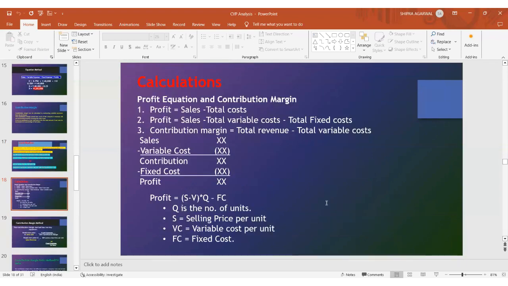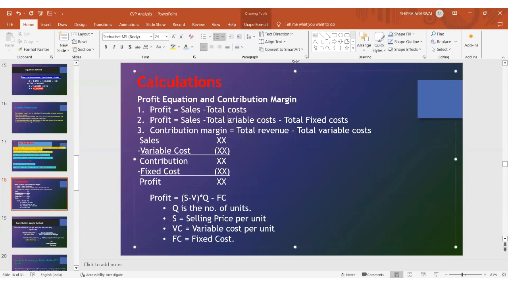Now just have a look. This will give you a better understanding. See, profit is equal to sales minus total cost, right? I segregate this total cost into total variable cost and total fixed cost. Fine. Now, after this equation, just have a look. I can say contribution margin is equal to total revenue, that is total sales, minus total variable cost. Here I'm talking about only this portion. Right? This is equal to contribution margin.